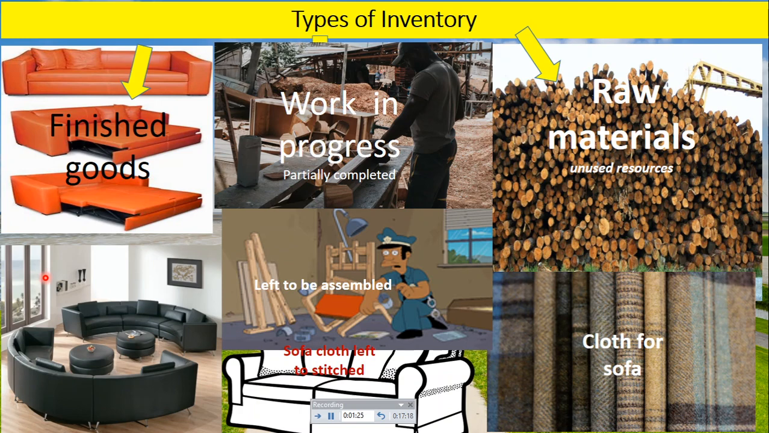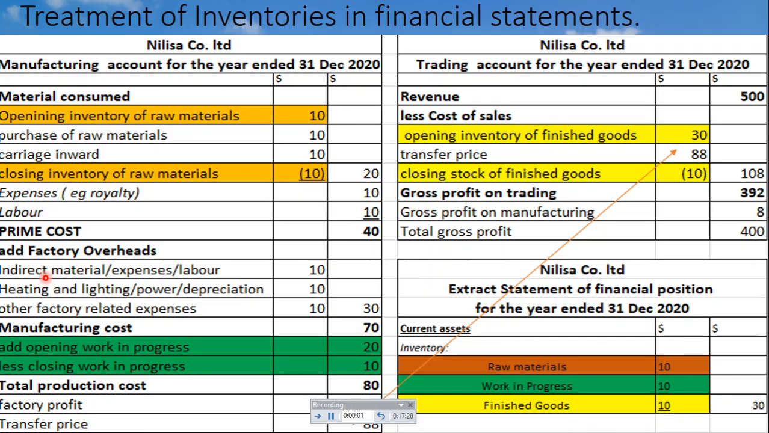So how do we present these types of inventory in our financial statements? Let's have a look at it. We studied the format in our second slide, I guess. Here we are focusing on the inventory only. The raw materials inventory is used to calculate the material consumed to arrive at your prime cost. We studied that. This is the formula you can see here.